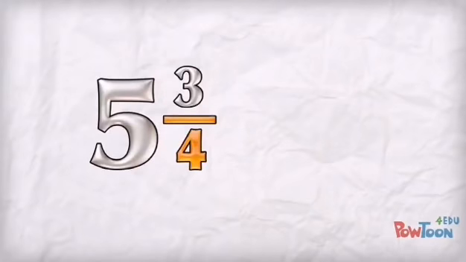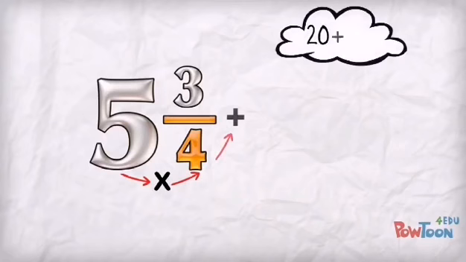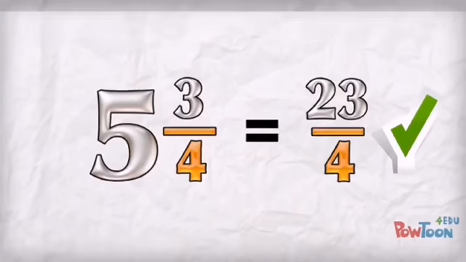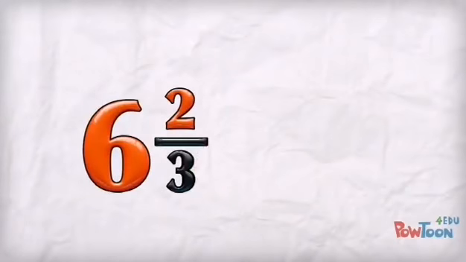5 3/4. This is 5 wholes. Each whole is worth 4 parts, as the denominator tells us. So we say 5 times 4 is 20. Add the remaining 3, that's 23 parts. Put that back over our denominator of 4. Done.